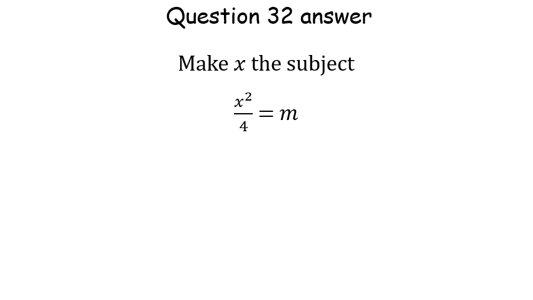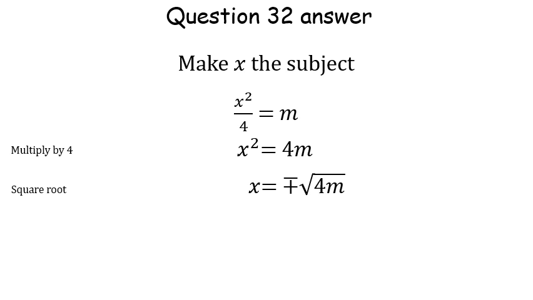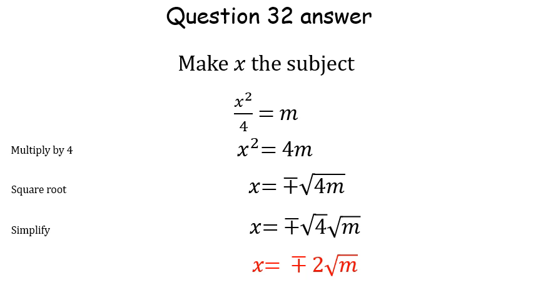Question 32. I started by multiplying both sides by 4 to get the x term on its own. I then square rooted both sides and simplified, getting x equals plus or minus 2 square root of m.